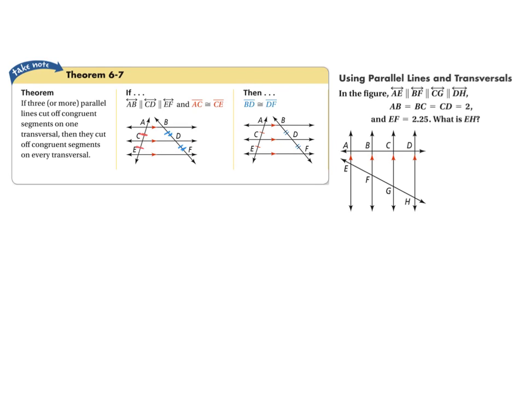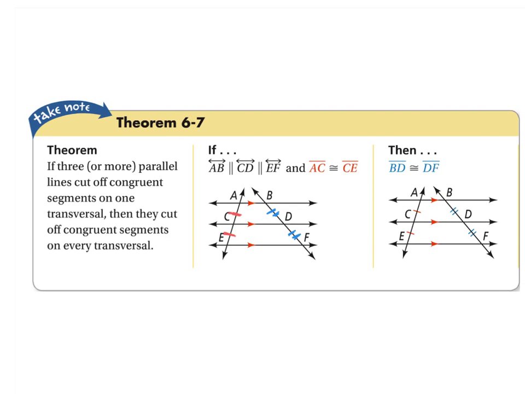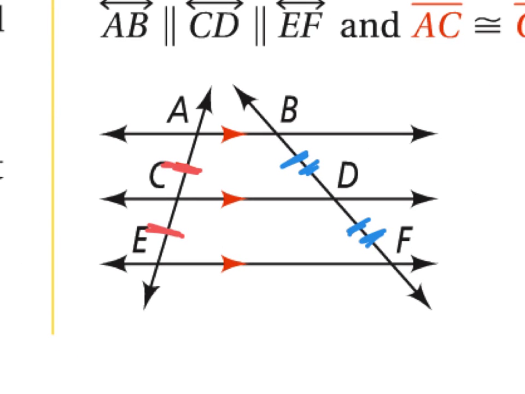Okay, so we're on the back side of your 6.2 notes. That theorem 6.7, I kind of rushed through it the other day. What this one tells us, and it talks about 3 parallel lines, but it's actually 3 or more parallel lines. Okay, so if we have 3 or more parallel lines, and if they cut segments from a transversal that are congruent.